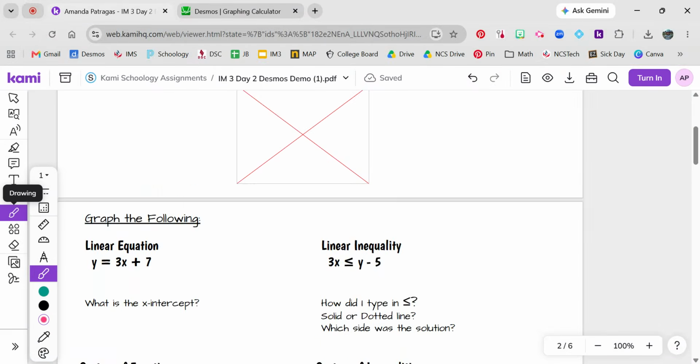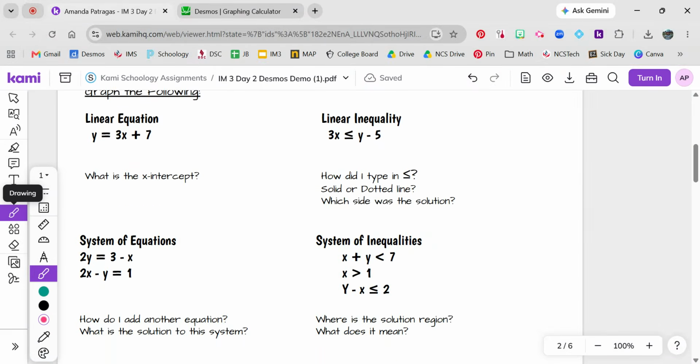So to start off, we're going to recall linear equations and linear inequalities. Equations have equal signs, inequalities have your less than, greater than, or equals to. And then we're going to get into the systems of those. Systems of equations and systems of inequalities just mean that there's more than one equation, and we're going to graph all of those equations or inequalities on the same grid.